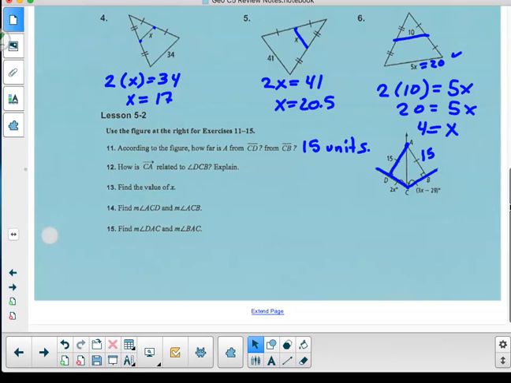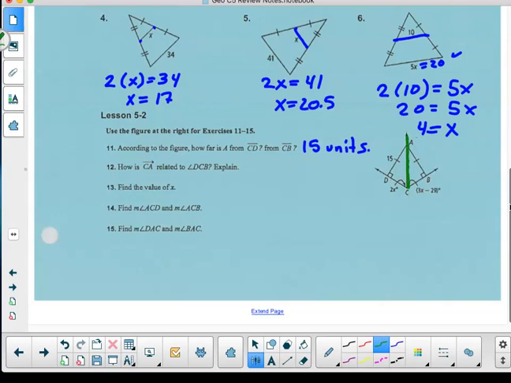Now, how is ray CA related to angle DCB? Ray CA, that's this ray right here. Excuse me, that's not CDB. This is DCB. Now I'm happier with my answer. Ray CA is the angle bisector of DCB.